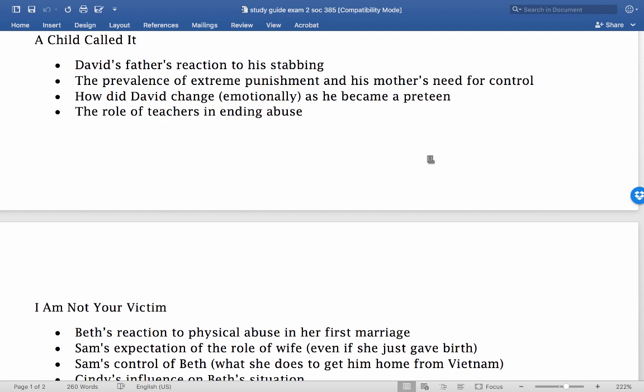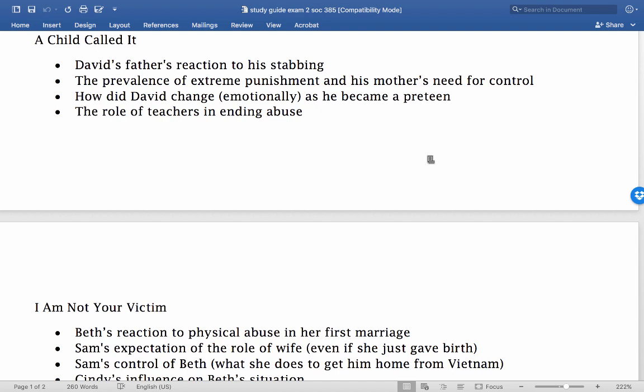All I really want you to know for the prevalence of extreme punishment, the torture chamber kind of stuff that she would do to him, is that it was really about control, right? It was really about her needing to control him and his behavior and have that kind of power over him, right?